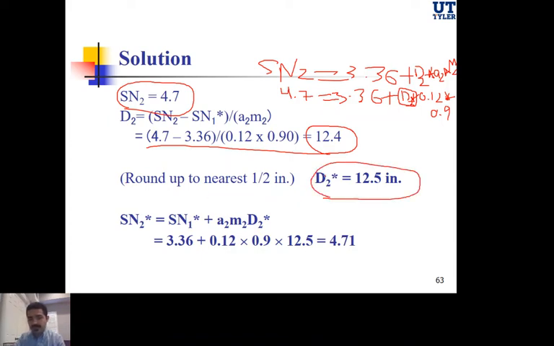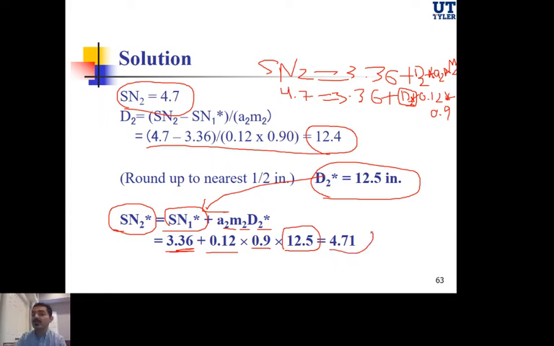Once you do the correction, you need now to correct SN2. SN2 star now is equal to SN1 star, which was 3.36, plus A2 M2 D2 star. So 0.12 didn't change, 0.9 didn't change, but now 12 and a half inches instead of 12.4. So the corrected structural number 2 is actually 4.71. And with that, we finish the thickness of the second layer. We need 12 and a half inches.